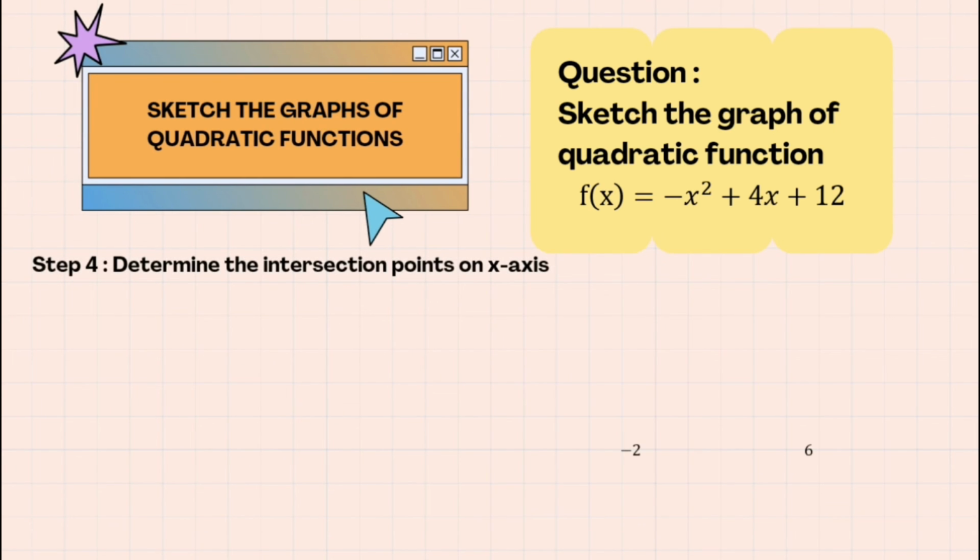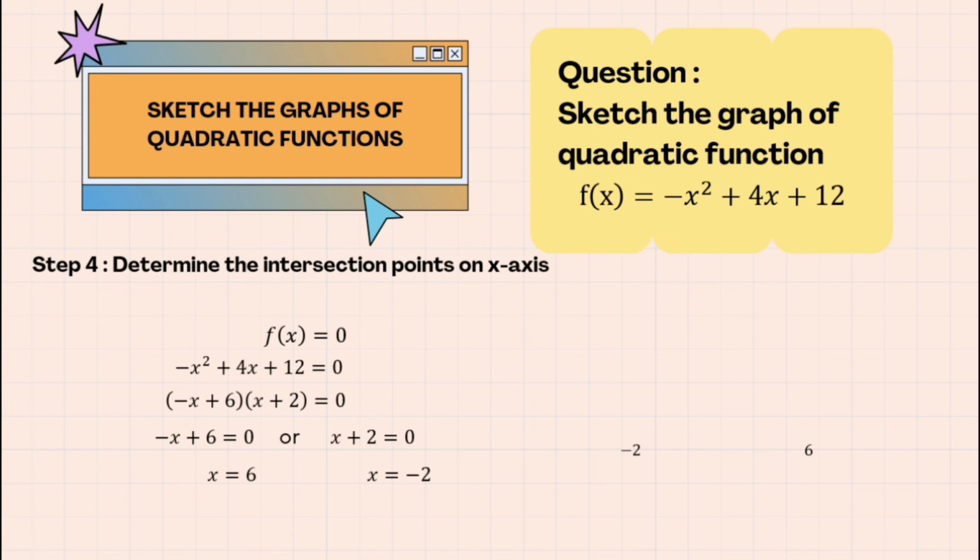In step 4, we need to determine the intersection points on the x-axis. To solve for these intersection points, let f(x) equal 0. Next, just equate the given function to 0 and solve for the value of x. Factorize the equation, and there we got the values of x, which are x equals -2 and x equals 6. Now, I'm pretty sure that you can already imagine the position of the upside-down parabola on the x-axis as shown in this figure here. We are close enough to fully sketch the quadratic graph.